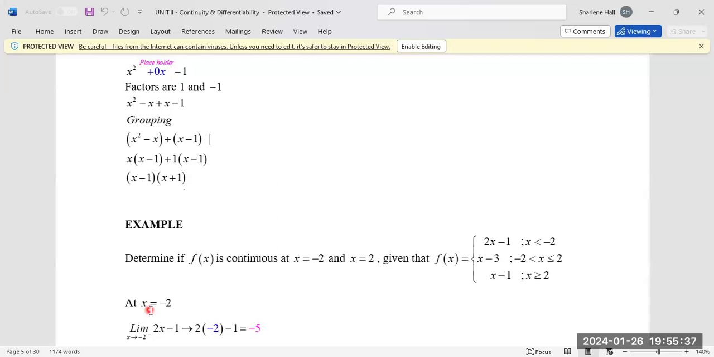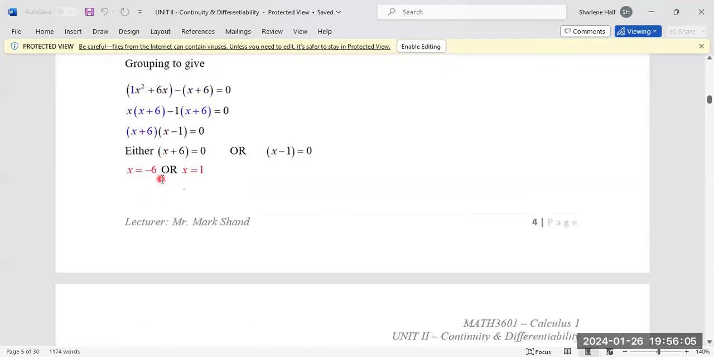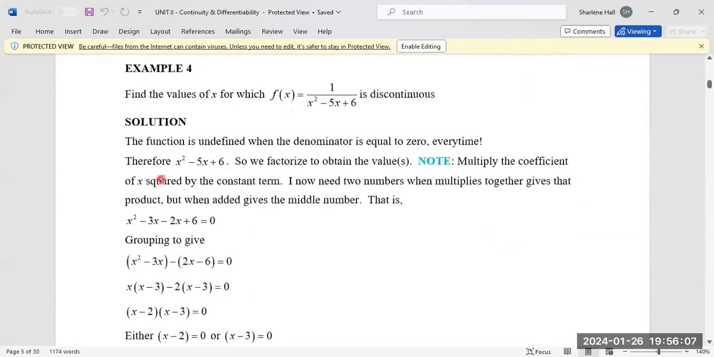Then it says the limit as x tends to a of f of x must be equal to the limit, start again, the limit as x tends to a from the left of f of x must be equal to the limit as x tends to a from the right of f of x. If those two are equal, then the limit as x tends to a of f of x exists.